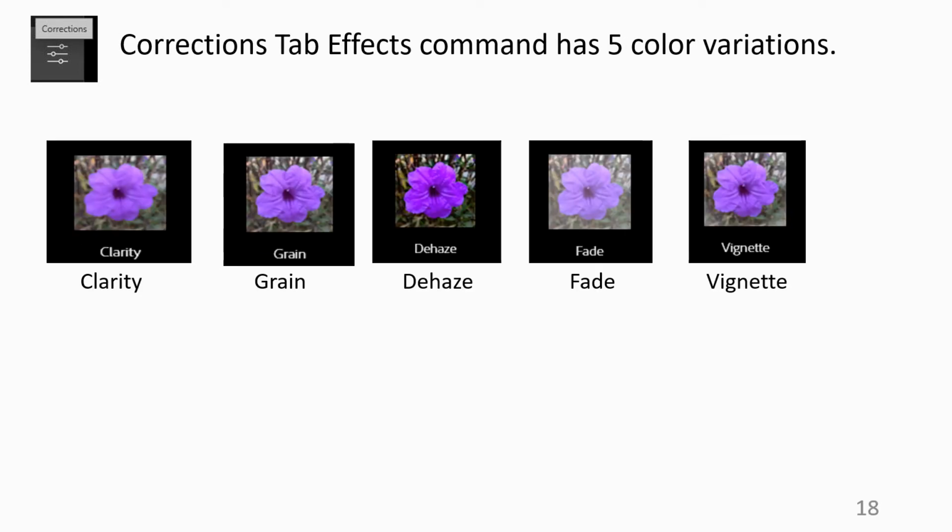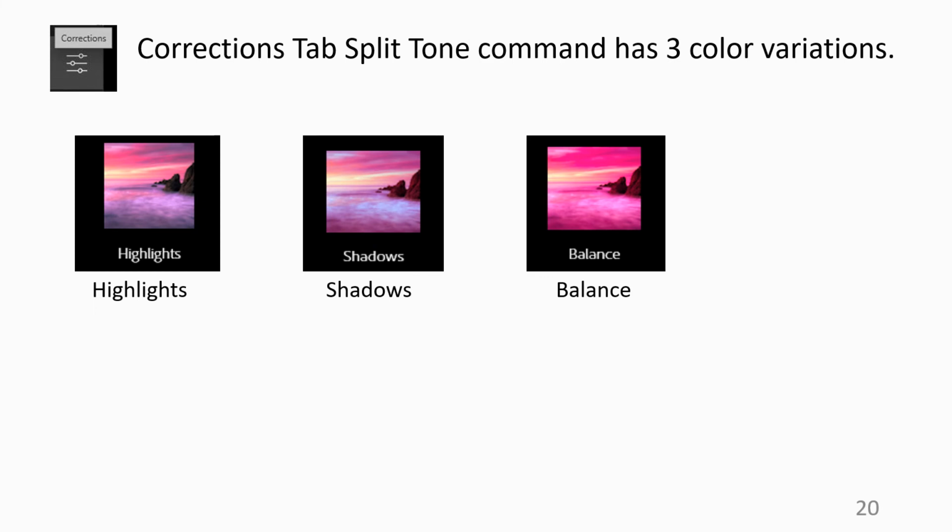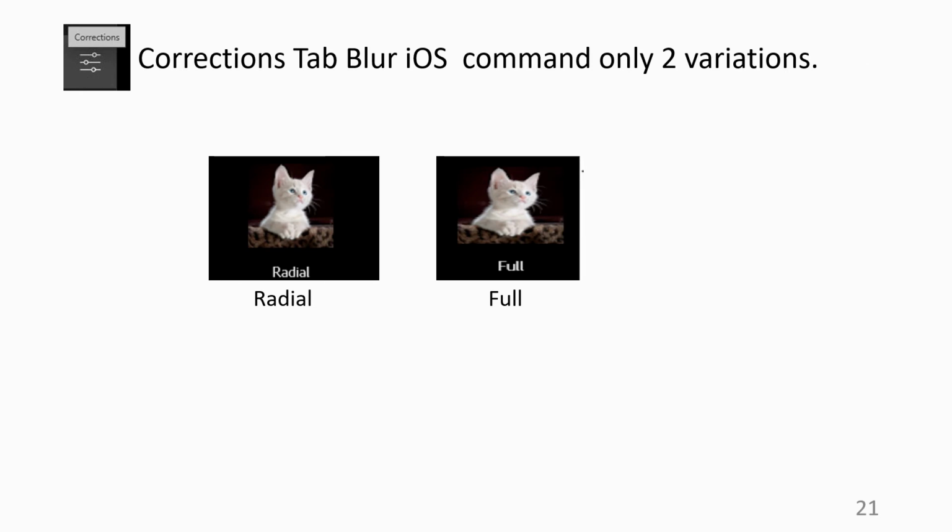Corrections tab effects command has 5 variations: clarity, grain, dehaze, fade, and vignette. Corrections tab details has 3 variations: sharpen, reduce luminosity noise, reduce color noise. Corrections tab split tone command has 3 variations: highlights, shadows, balance. Corrections tab blur iOS command only has 2 variations: radial, full.